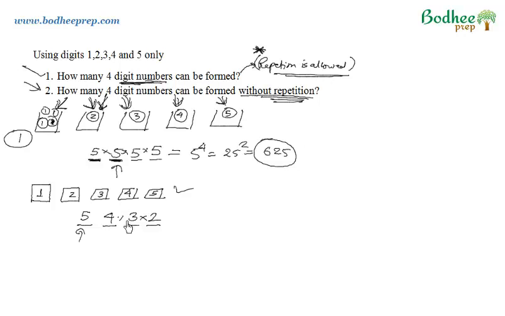This is how we have to understand questions based on repetition and non-repetition if you are a novice in this area. The total product is 120. So there are 120 such 4-digit numbers without repetition that can be formed using the digits 1, 2, 3, 4 and 5. From this we have understood how to handle questions where repetition is allowed and where repetition is not allowed. In the next question, we will see how to tackle questions wherein the digit 0 appears.